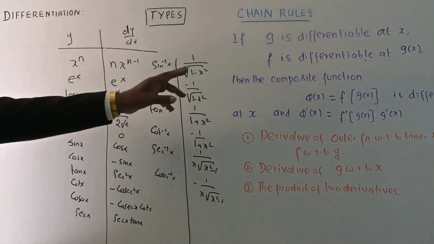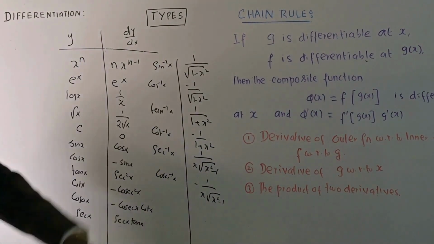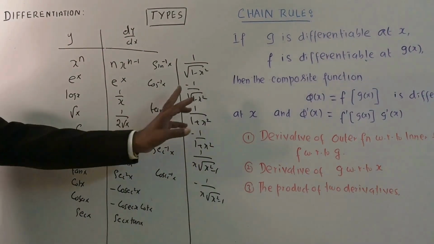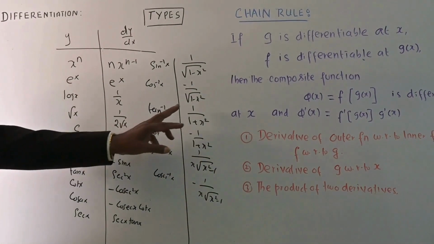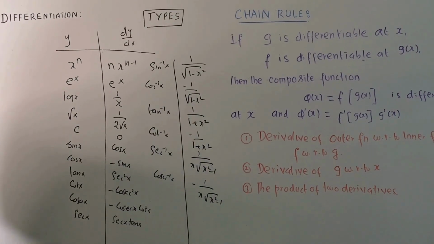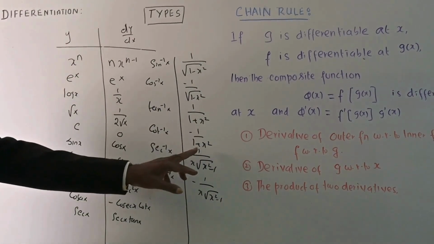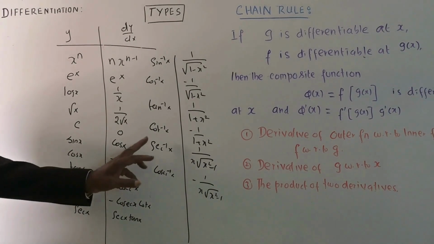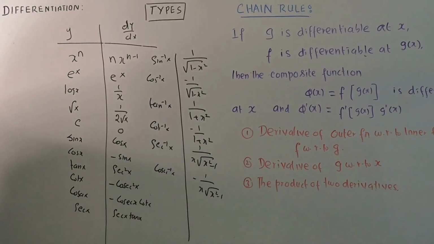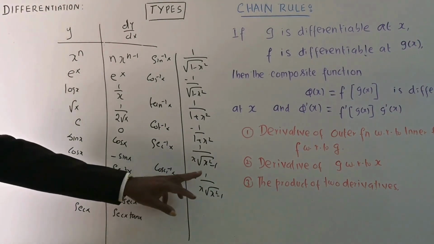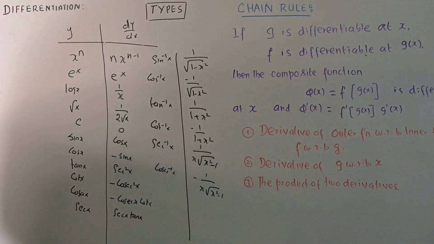Sin inverse x, when you differentiate, 1 by root of 1 minus x square. Cos inverse x, minus 1 by root of 1 minus x square. Tan inverse x, 1 by 1 plus x square. Cot inverse x, minus 1 by 1 plus x square. Secant inverse x, 1 by x into root of x square minus 1. Cosecant inverse x, minus 1 by x into root of x square minus 1.